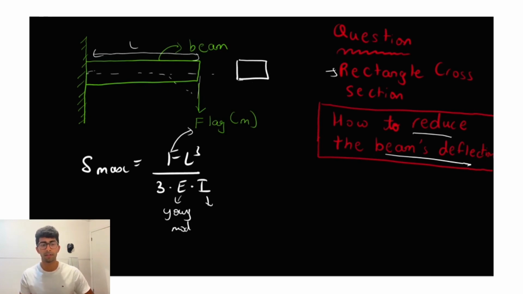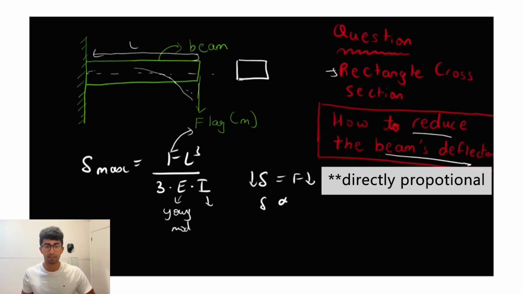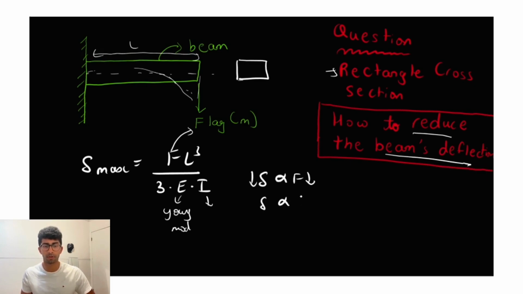So how do we reduce the deflection of this beam? First things first, we know that deflection is directly proportional to force, right? So if you increase the force pulling on this side, the deflection is going to increase, pulling it downward. Therefore, if you reduce your force, your deflection decreases too. Second, deflection is directly proportional to your length. If you decrease your length, your deflection decreases too. Making the beam shorter would really help in this case.